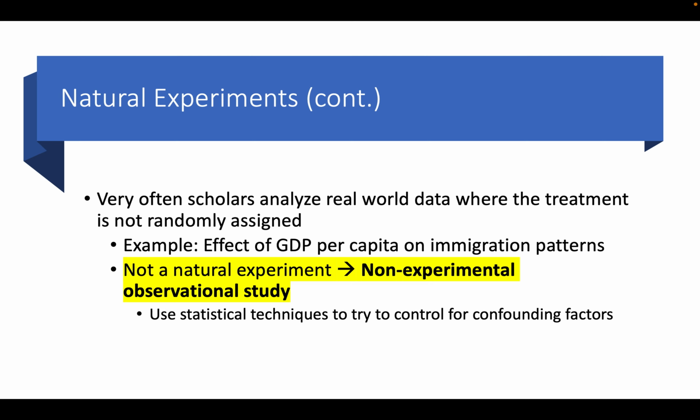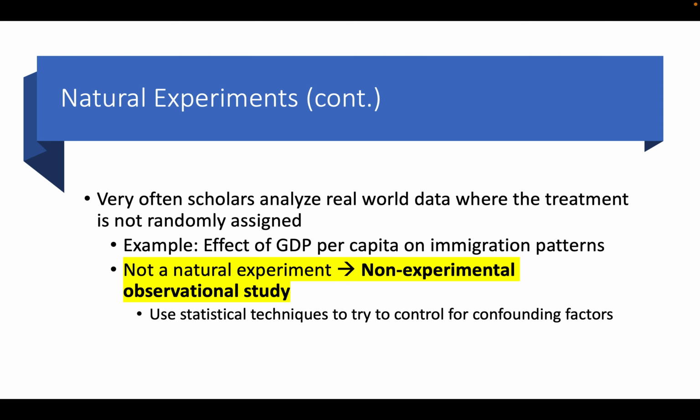Now, very often, scholars analyze real-world data where the treatment is not randomly assigned. For instance, the effect of GDP per capita on immigration patterns in countries around the world. There's no random assignment in terms of GDP per capita. There's no random assignment in terms of sampling. And thus, we don't really have a natural experiment.